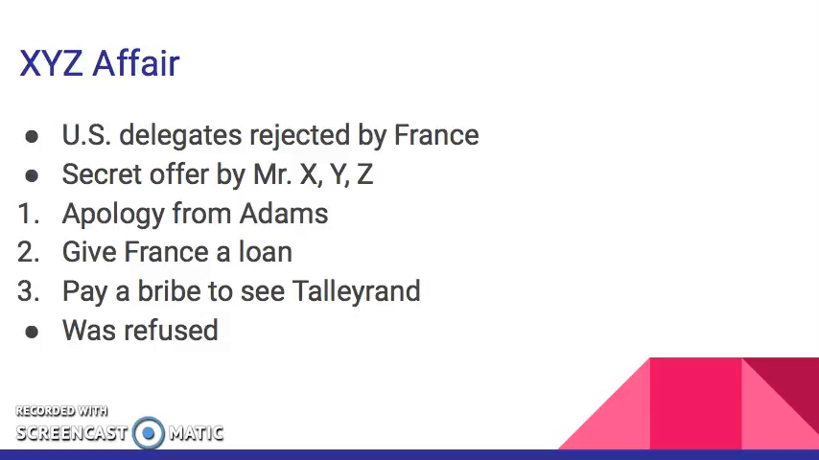So they went to go see Talleyrand, but the U.S. delegates were rejected by France because we were having issues. But then some secret agents named Mr. X, Mr. Y, and Mr. Z came and gave us a secret offer. In order to talk to Talleyrand, they wanted an apology from John Adams. They wanted us to give France a loan, and then they wanted us to pay $250,000 to talk to Talleyrand. That $250,000 was just to talk. It could potentially have no change. So that's a horrible deal, so it was definitely refused.